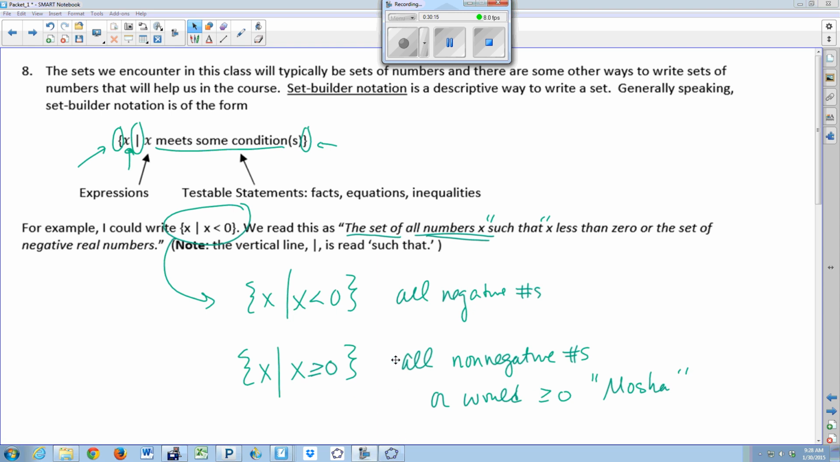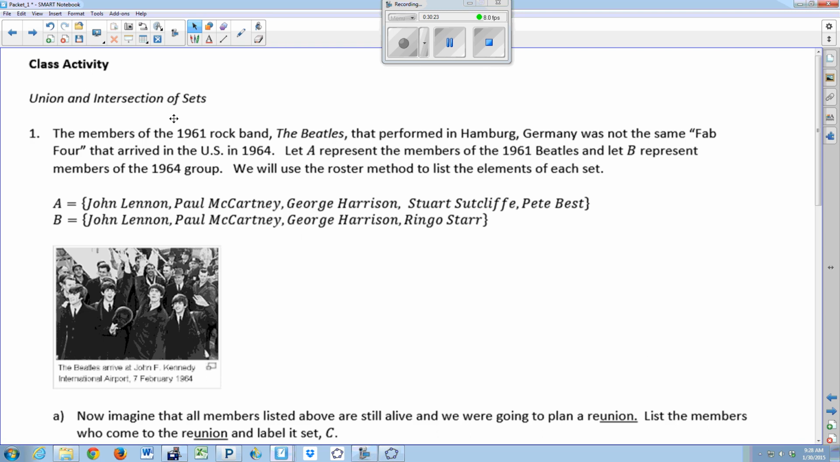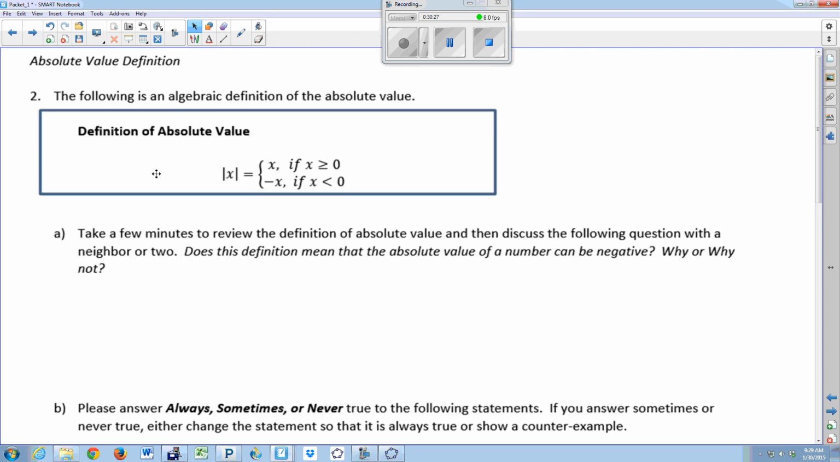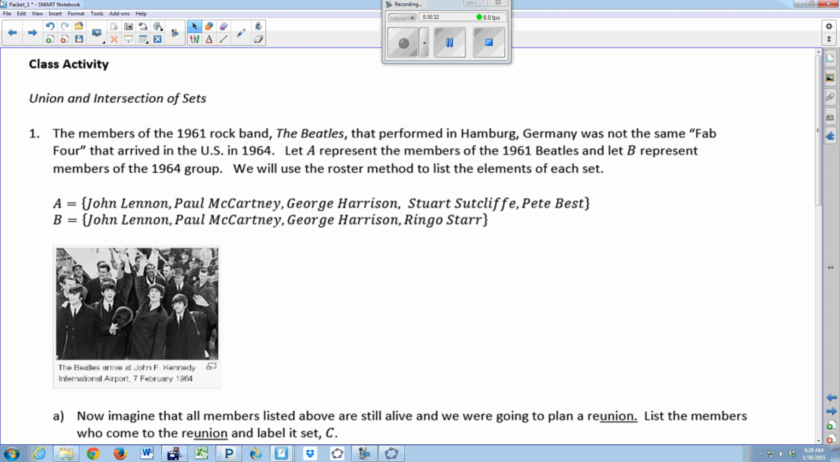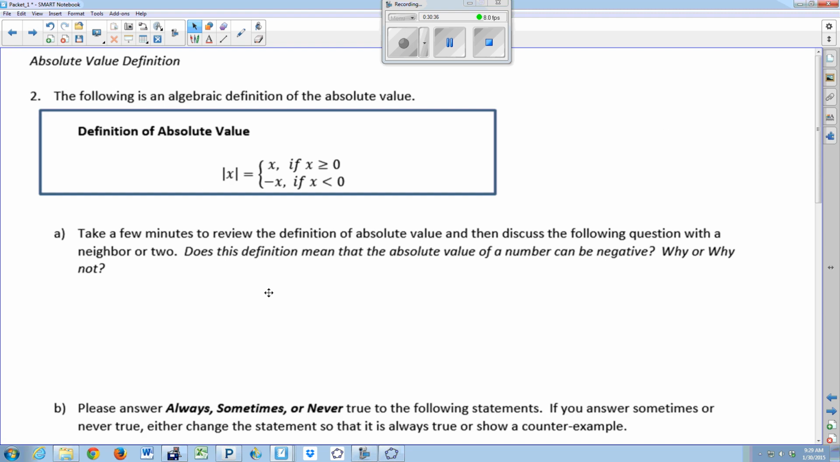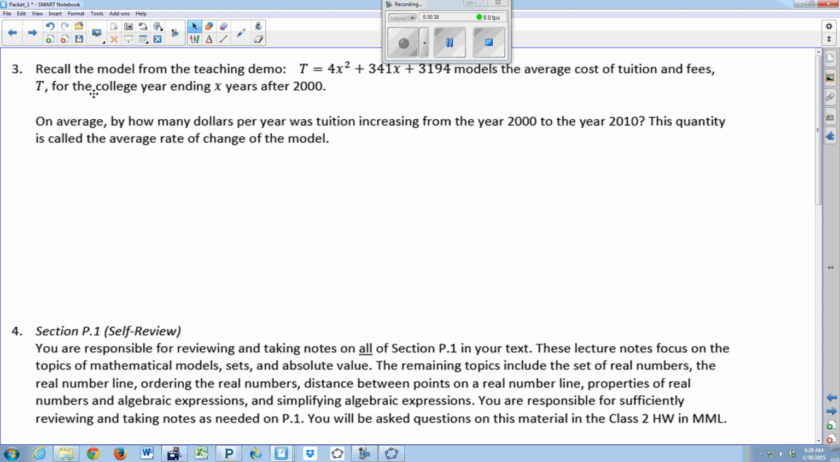X can be in there, right? Mm-hmm. Okay, so you're all set now to start your class activity, which gives you more information about intersections and unions. This is my favorite example I've ever come up with, about the Beatles. We all still know who the Beatles are, regardless of how old we are. It goes into absolute value, and then you work some more with the model. Okay, so you have the next 23 minutes to work on this.